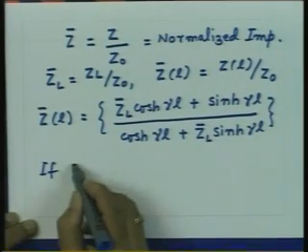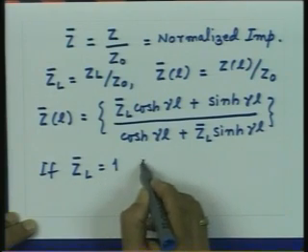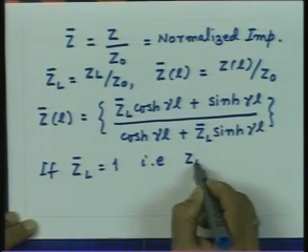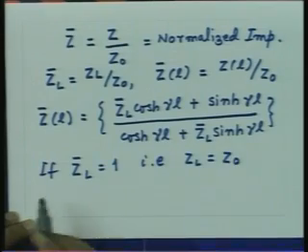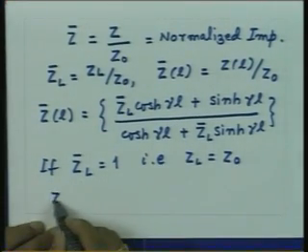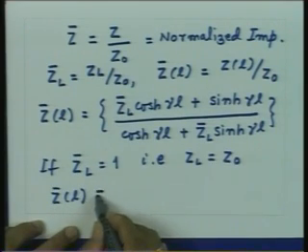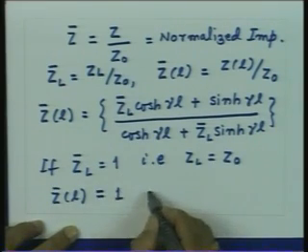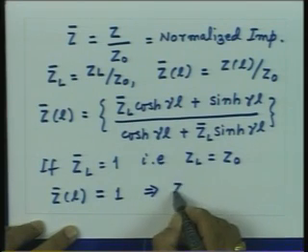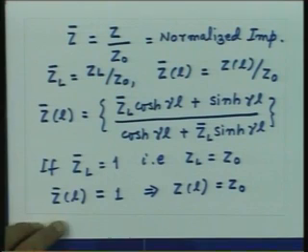If Z normalized is equal to 1, that is ZL is equal to Z0, which we call the match condition, then Z bar L at any location on the line is equal to 1, that is the impedance measured at any point on the line will always be equal to the characteristic impedance. This is an extremely important condition.